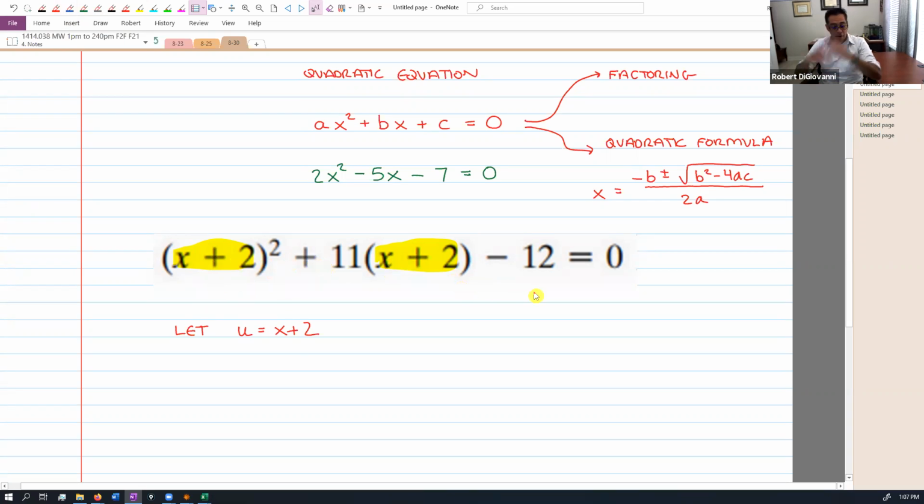So now what I'm going to do is rewrite the equation. Everywhere I see x plus 2, I'm going to replace it with u. So if I do that, this becomes u, this becomes u. It turns into, well, I don't know. Let you tell me here.